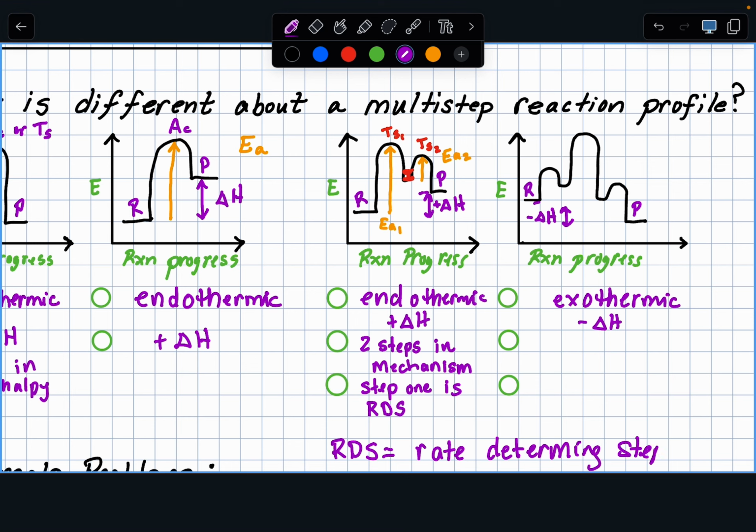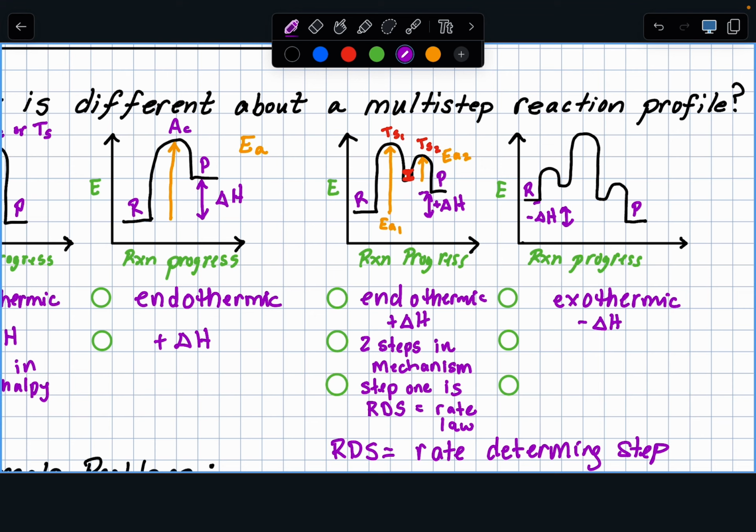And that just means it's the slowest step in the mechanism, and it's going to control the rate law for that reaction. So for step 1, that's where we're going to get the rate law. So that's the other thing I want to remind you, and that's from a previous video, is that the rate law will be written from that rate determining step.